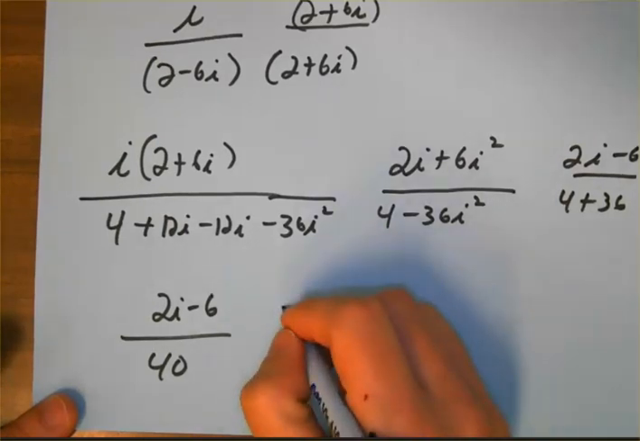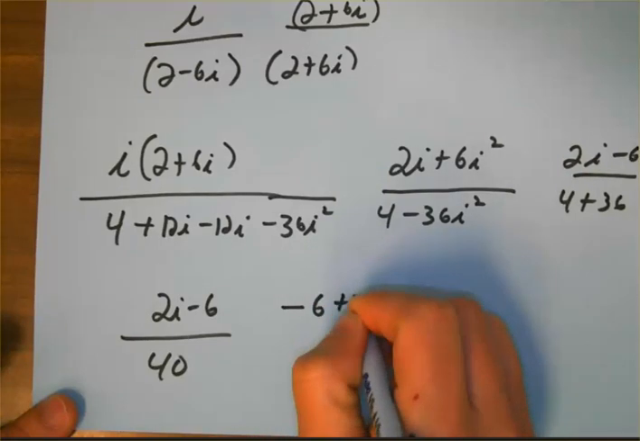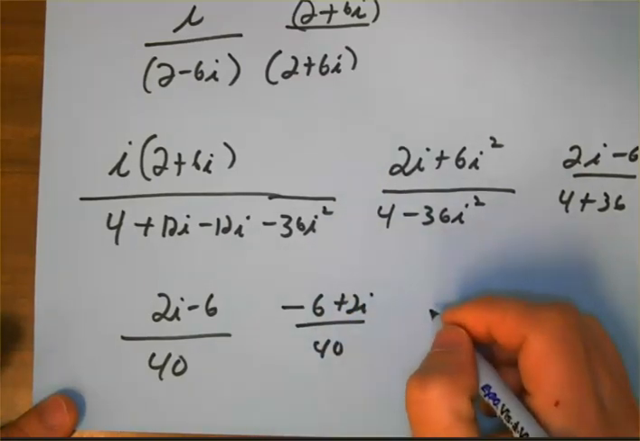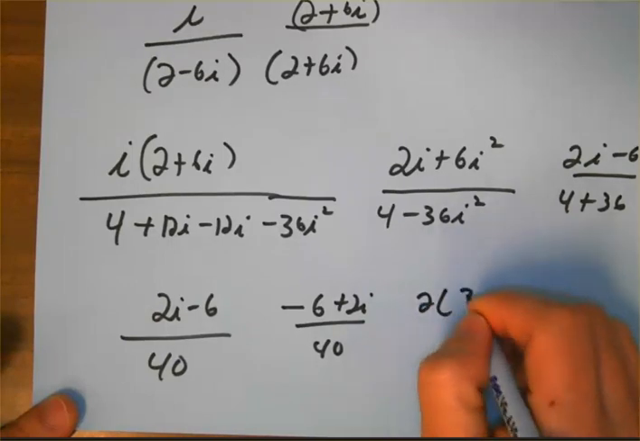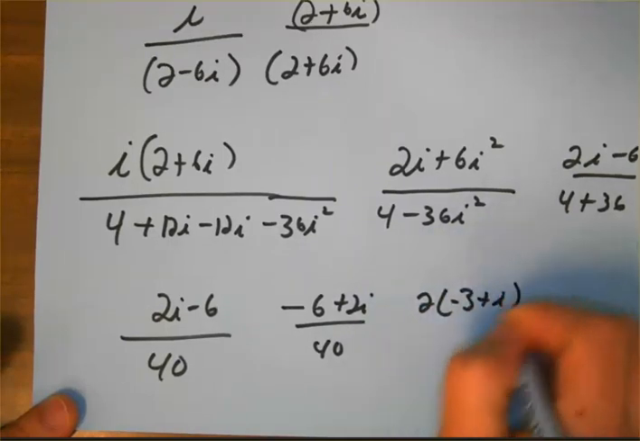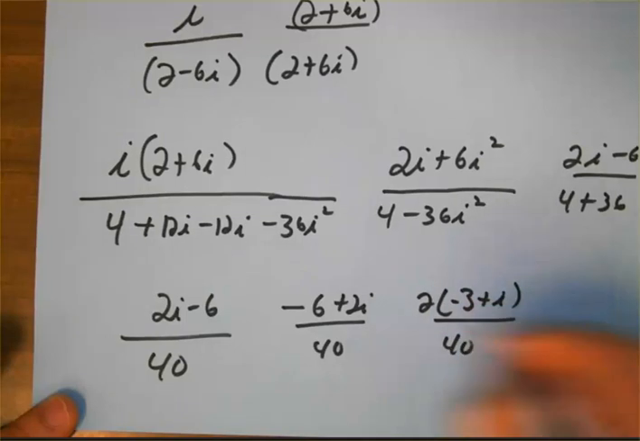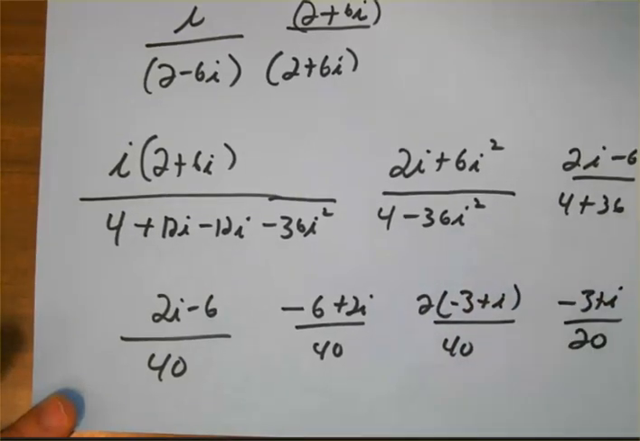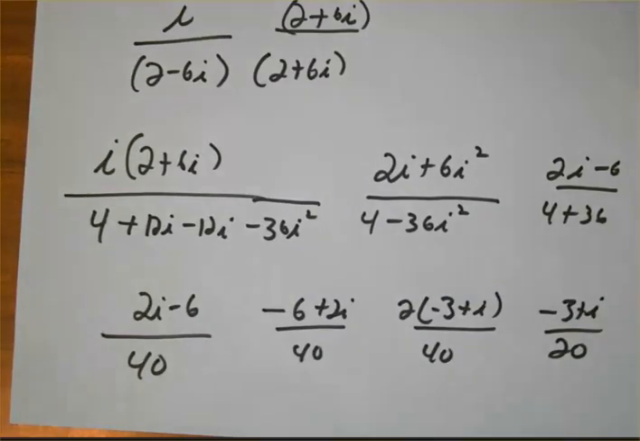Realistically, I'm going to pull out a negative and rewrite it. I'm going to pull out a 2, negative 3 plus i over 40. That cancels. I get negative 3 plus i all over 20. Hopefully that makes sense.